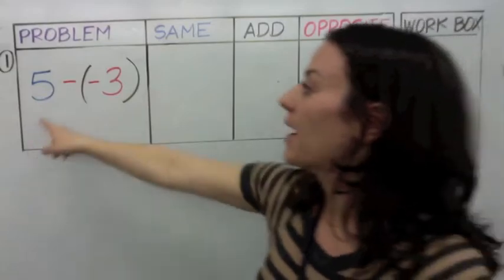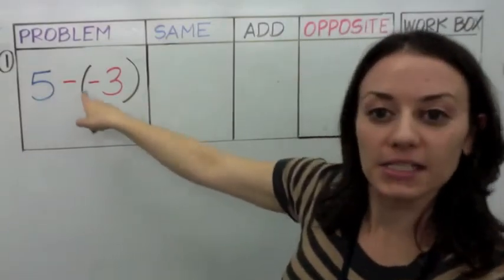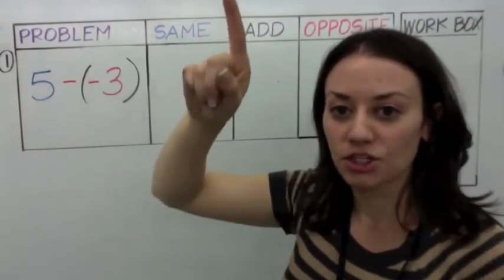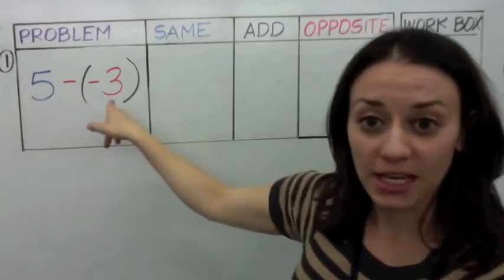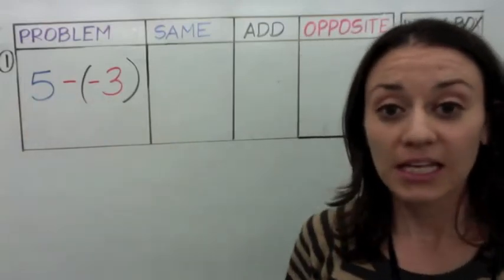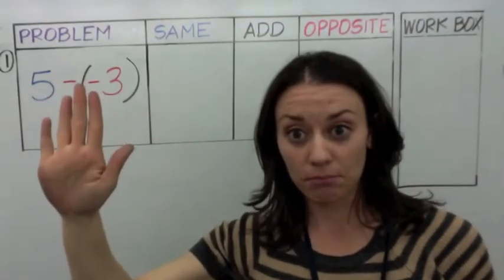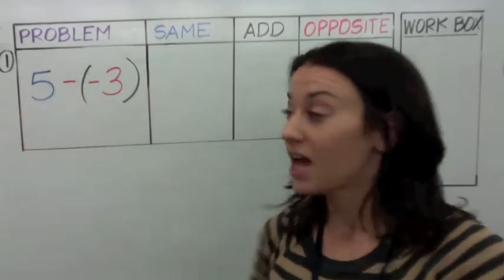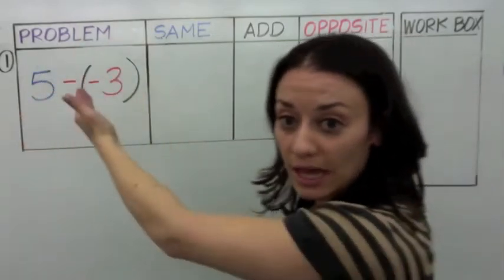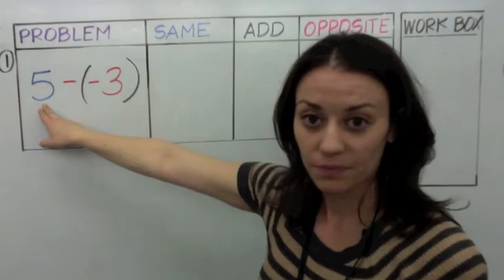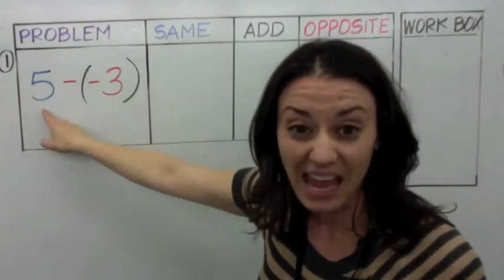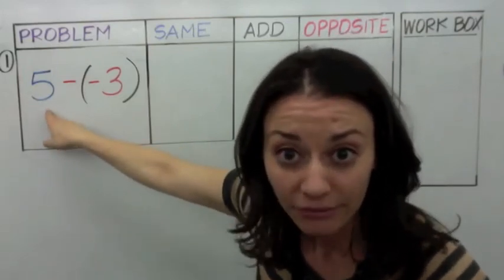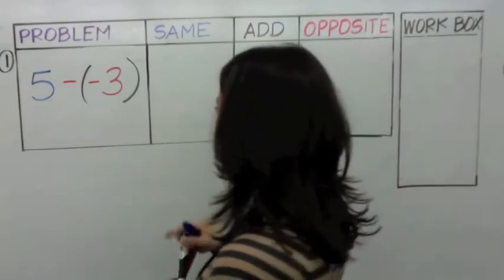So let's read our first problem together. It says, positive 5 minus a negative 3. What's the first integer? Positive 5. What's the second integer? Negative 3. Now you do same, because this is on the left. So look at the first integer on the left. What's the same as positive 5? It's positive 5. Okay, good job.